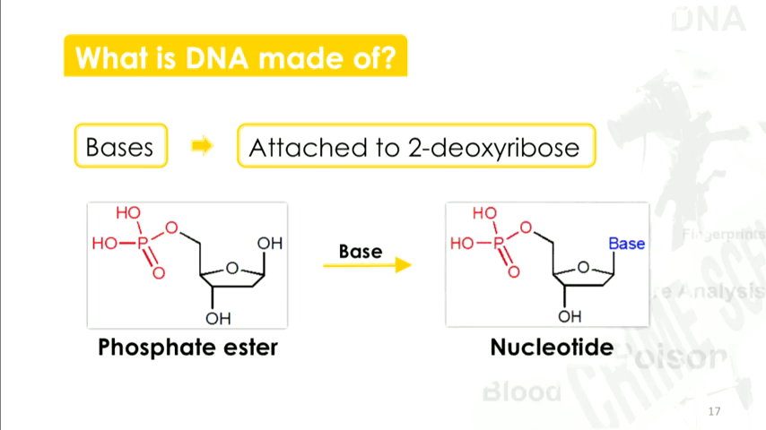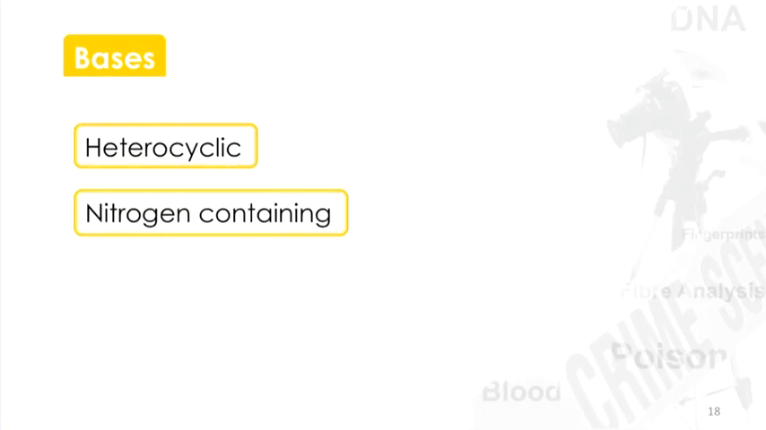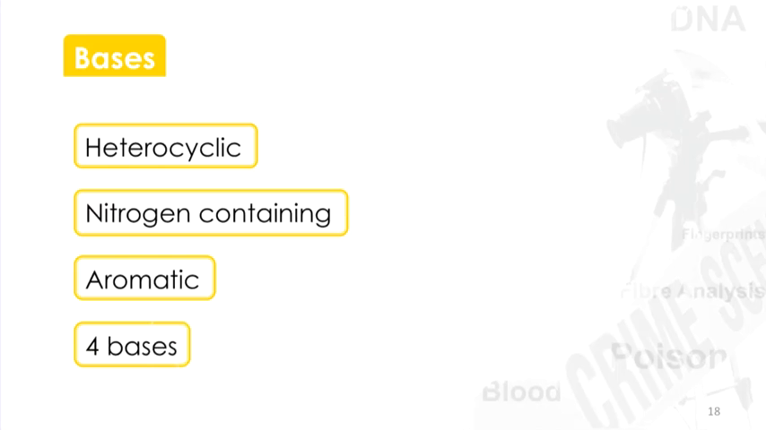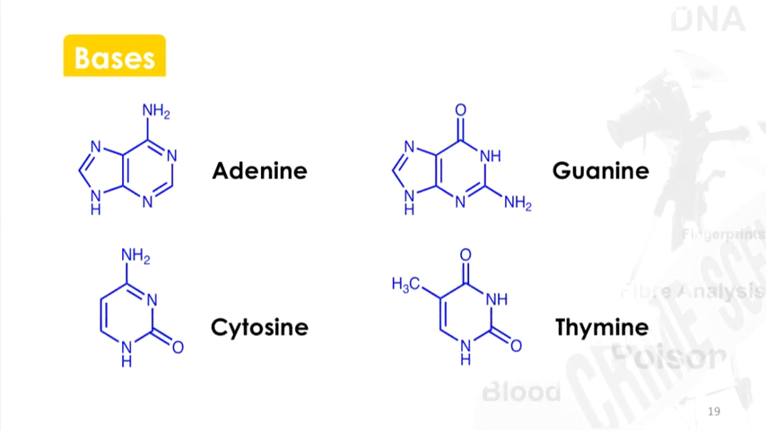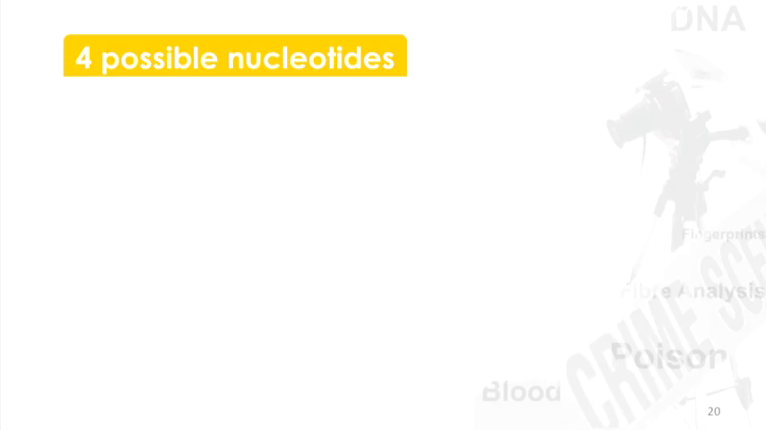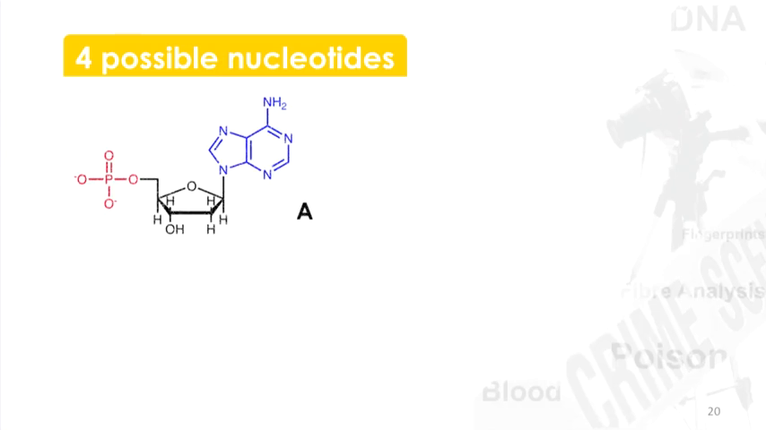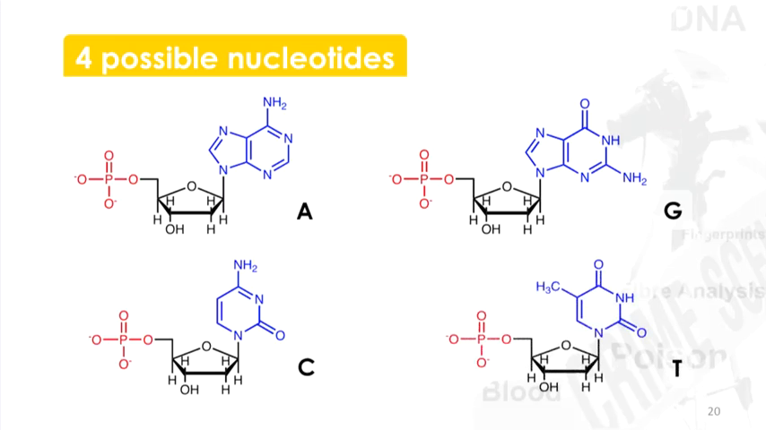Okay. Now, which bases are they? The bases are heterocyclic, nitrogen-containing aromatic molecules. And there are 4 of them used in DNA. And they are adenine, guanine, cytosine, and thymine. So we have 2-deoxyribose, we have phosphate, and we have these 4 bases. Therefore, we have 4 possible nucleotides. And these 4 nucleotides are known by their initial letters, A, G, C, and T.